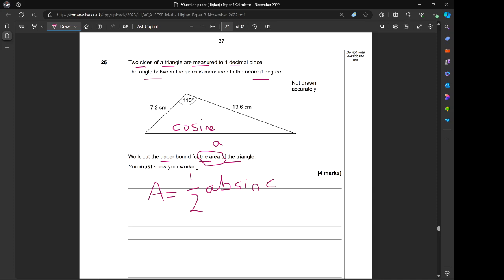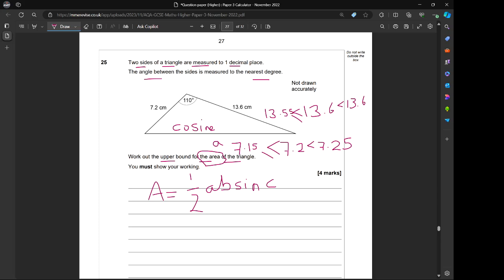So remember, 7.2 will be between 7.25 and 7.15, that's my lower bound. 13.6: 13.55 is my lower bound, and 13.65 is my upper bound.